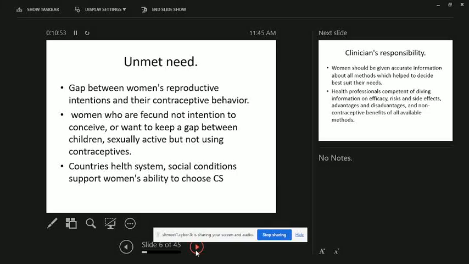but they are sexually active. Therefore, this is the most vulnerable group of people. They are called unmet need: people who want contraception but don't have access to better contraception. Therefore, it depends on the country's health system, social conditions, and support for women, who need support to choose their contraception.